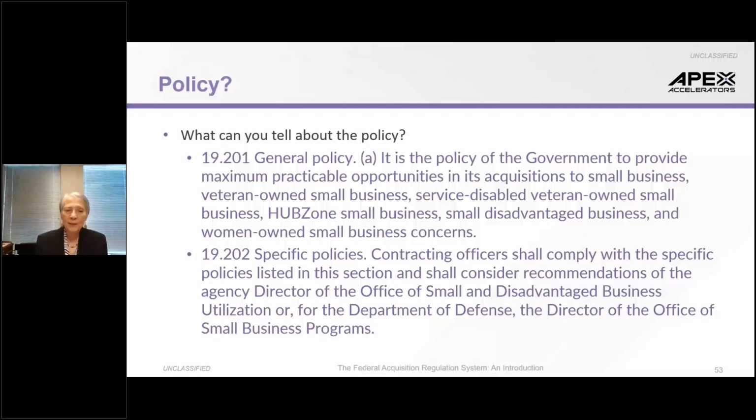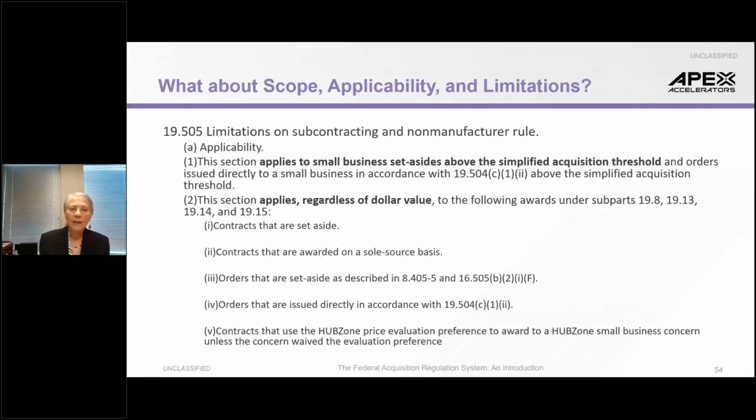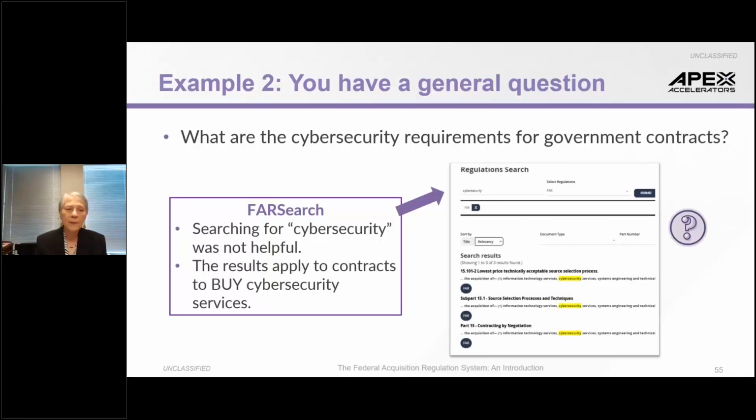And what can you tell about the policy? So going back to FAR 19, we find a general policy at FAR 19.201, and we find some specific policies at 19.202. What about the scope, applicability, and limitations? Okay, it's going to tell you what the limitations are and what the applicability is. This applies to small business set-asides above the simplified acquisition threshold, and it applies regardless of dollar value to set-aside contracts for small business set-aside contracts.